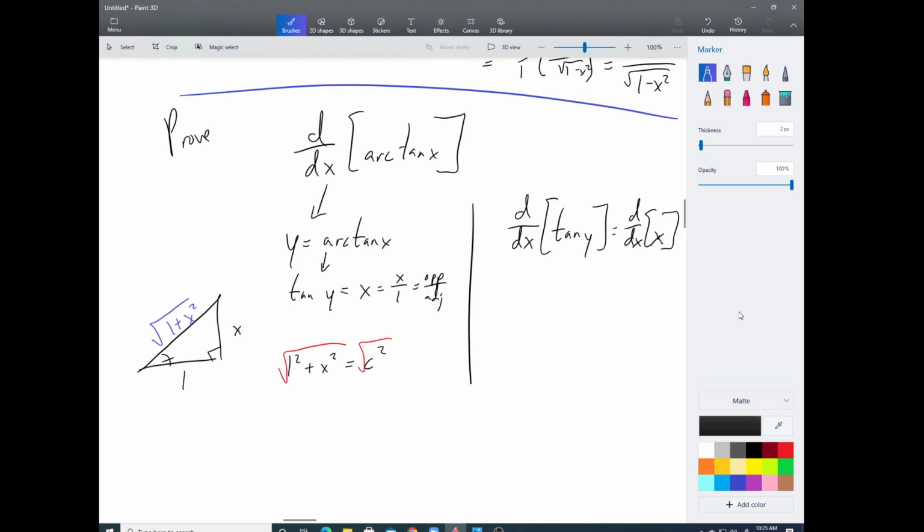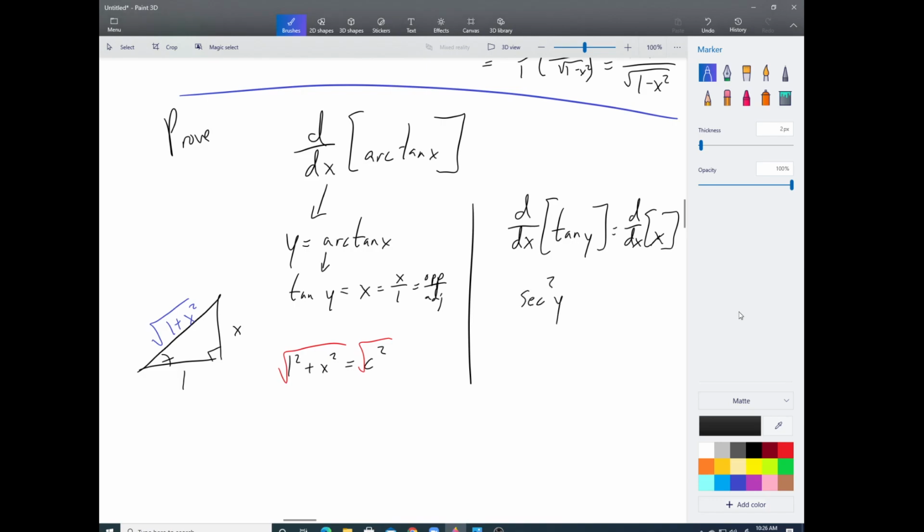It starts with an S. But it's not sine. And there's a squared involved. And I've just given you the whole thing. Sec squared. Secant squared of y.